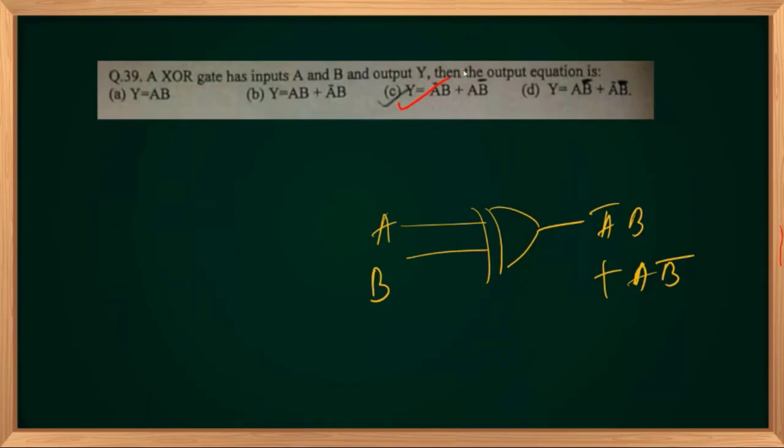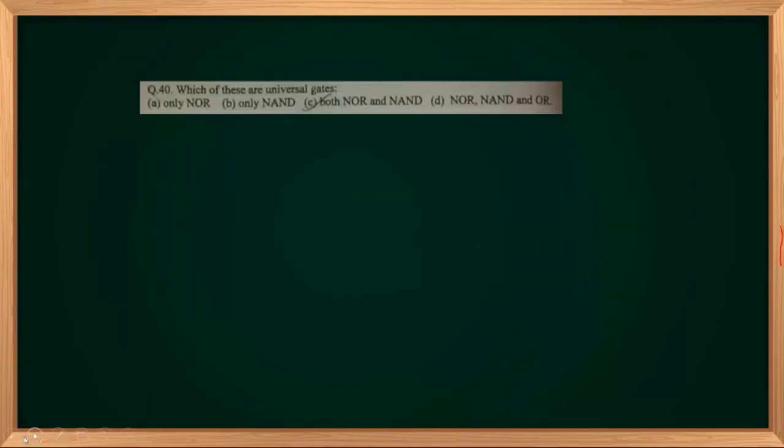Okay. Right. Again, the question is repeating: which of these are universal gates? Both NOR and NAND gates are universal. That is also true. That is also a straight question.